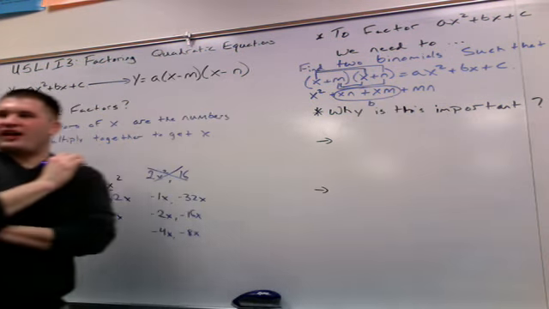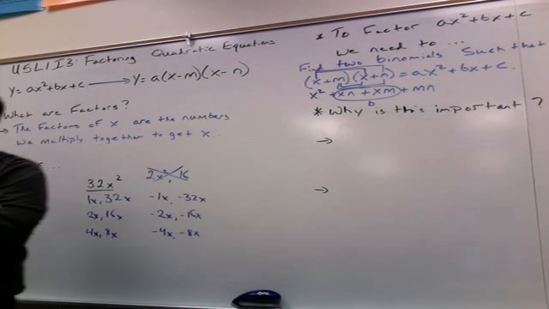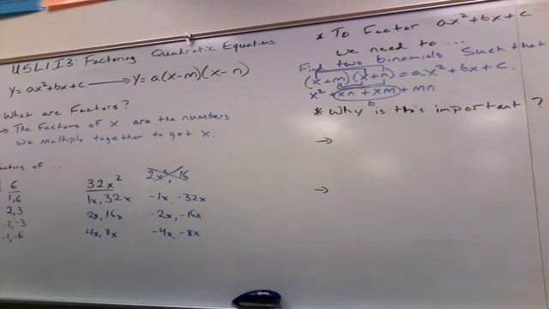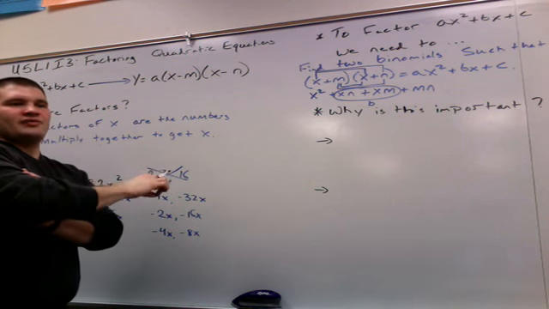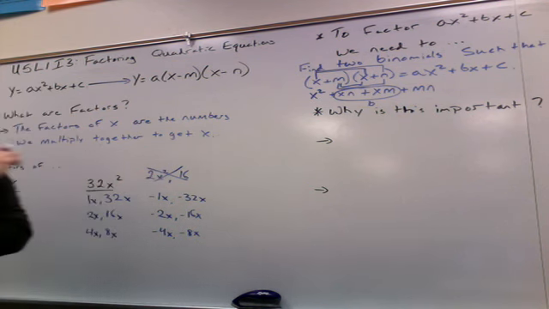And that's where the factoring gets tough. Okay? It's easy to find the things that multiply together to get our C. It's hard to find the things that multiply to C and then add to B. Okay?